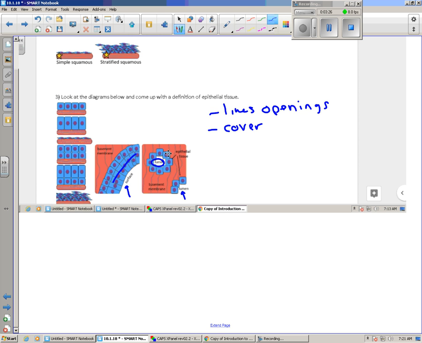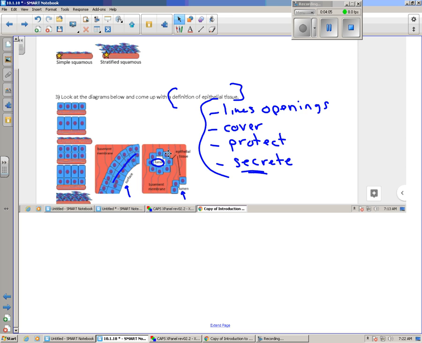It can cover something. And with lining and covering, that makes it protective. And another verb we'll use, which we'll come back to as we build our definition of epithelial tissue, is secrete. They can secrete things. We'll come back to this word here in a bit. Okay, now I didn't expect you to come up with this definition, but I would like you to make sure you have those verbs written down, as far as things that epithelial tissue does. So if we go to the next slide.